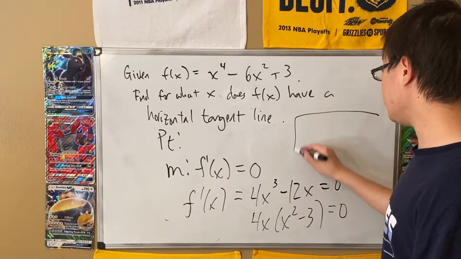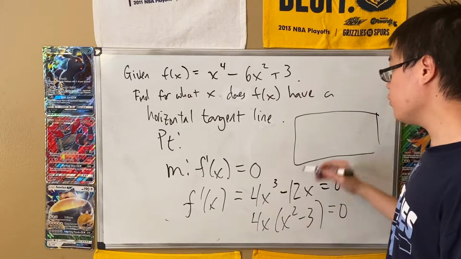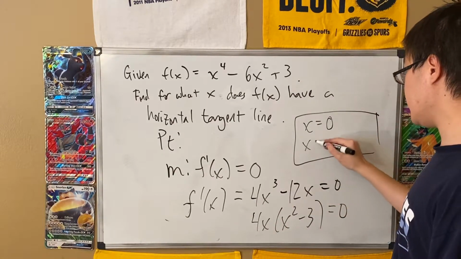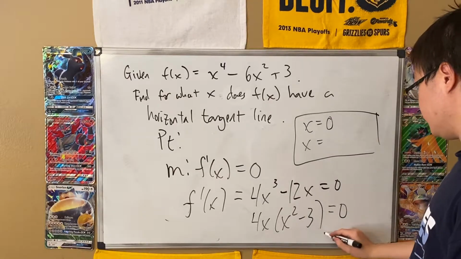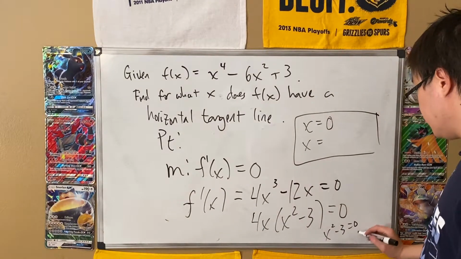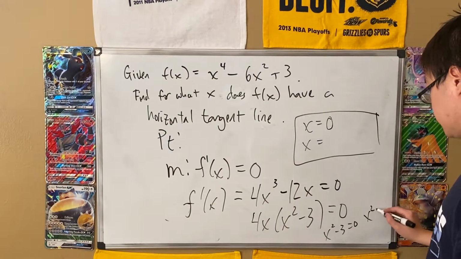So then I'm just going to put my answer in this box real quick. What's going to be my x's? Well, it looks like I have 0. Then, if you do a little bit of algebra on the side here, definitely no shame in that, x squared minus 3 equals 0. That means x squared is equal to 3.